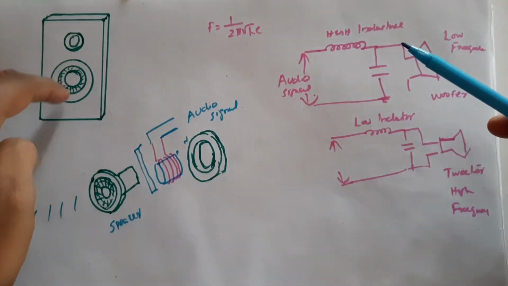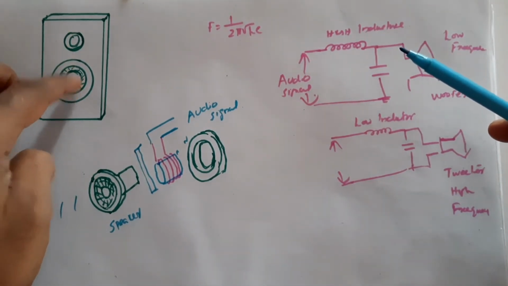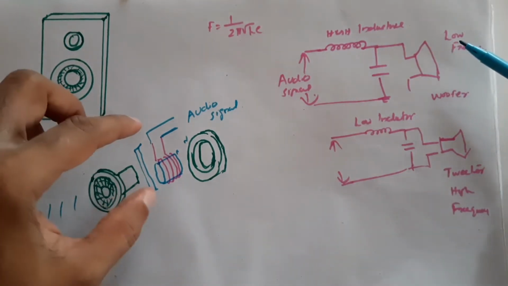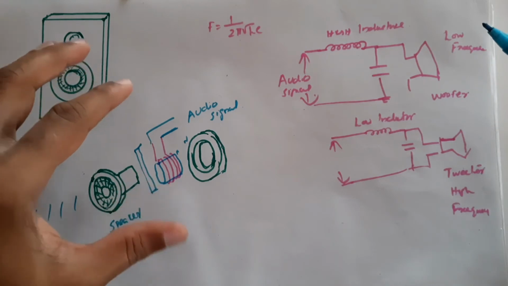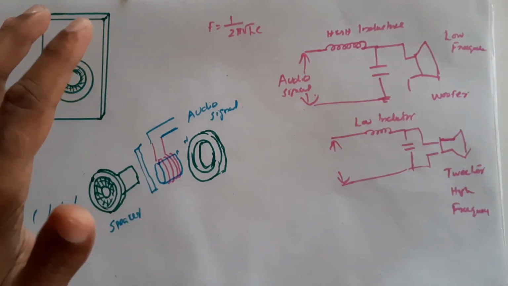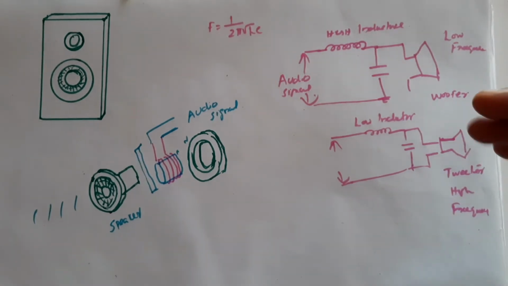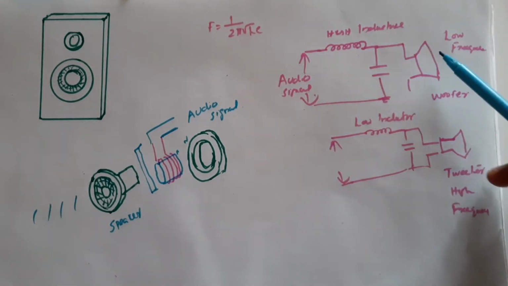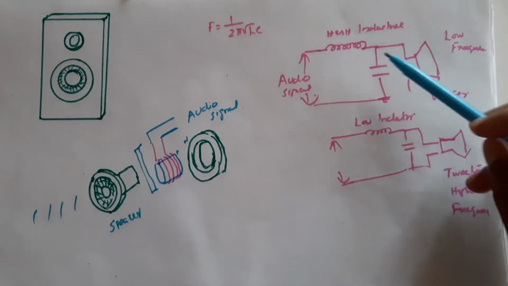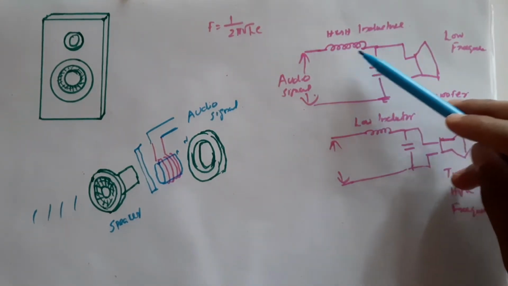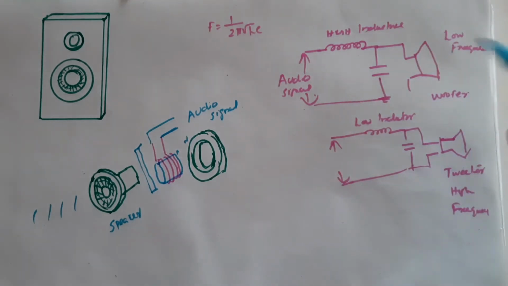Why are there two speakers? One is called the woofer and the other is called the tweeter. A woofer means a bigger speaker. That means its physical inertia is very high compared to the tweeter, so it cannot move very fast. So we have to pass audio signals with lower frequency. That means the movement of the speaker will be very slow.